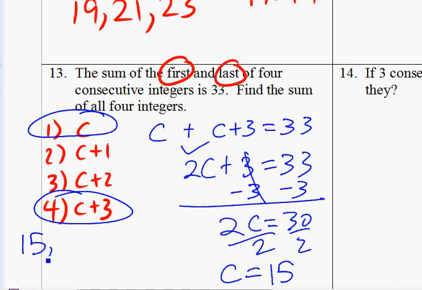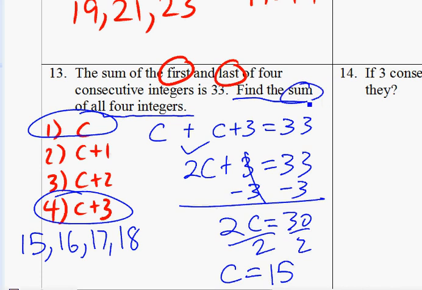Next number after that will be 16, then 17, then 18. And again, the question is a little tricky. It says find the sum of all 4 numbers. So I need to add all these up to get the final answer. And if you add up all 4 numbers, it should be 66. Okay, and that is the final answer.